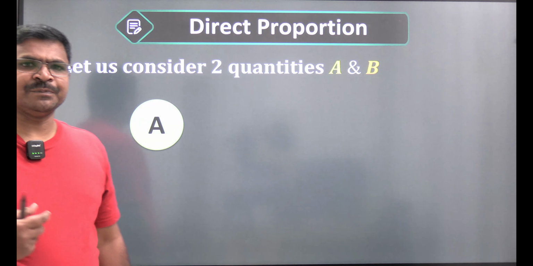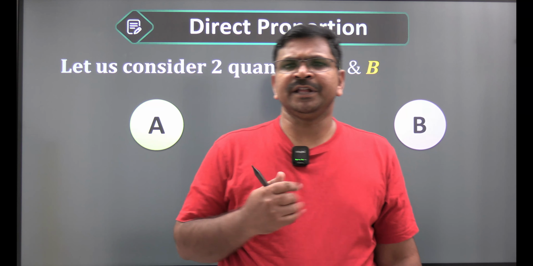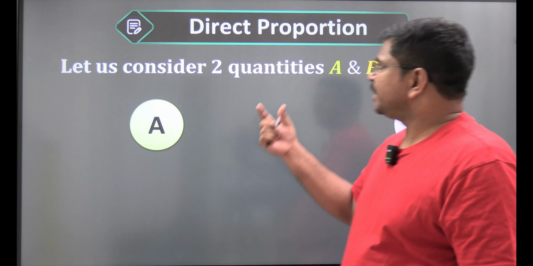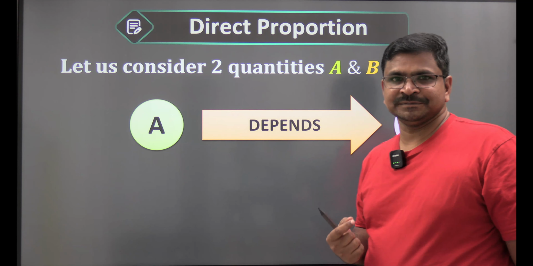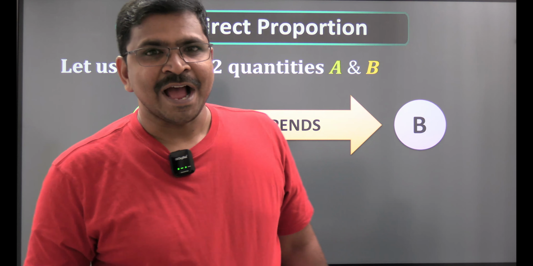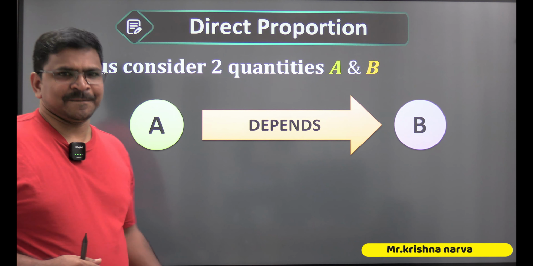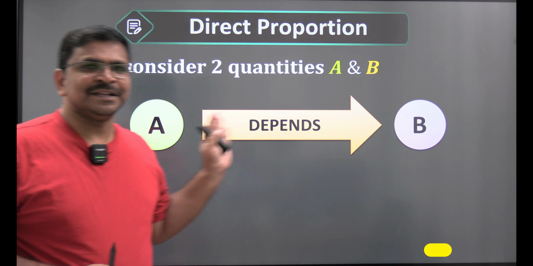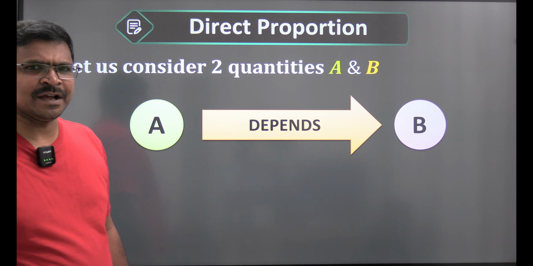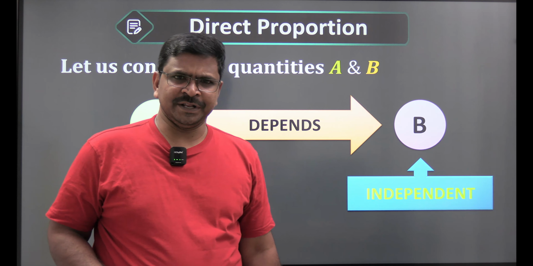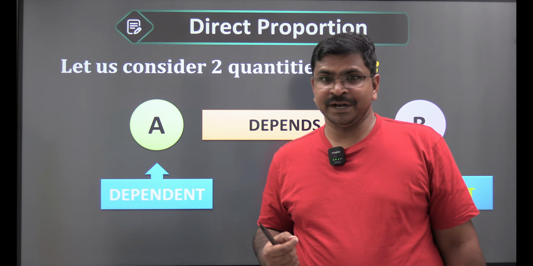Direct proportion means, as I told you already, when a quantity increases, correspondingly another quantity increases. Let me consider two quantities here, A and B. Here, A depends on B. That means, as per the variation in B, there will be variation in A. When B increases, A increases. When B decreases, A decreases. So I can say B is the independent quantity, and A depends on B, so A is called the dependent quantity.